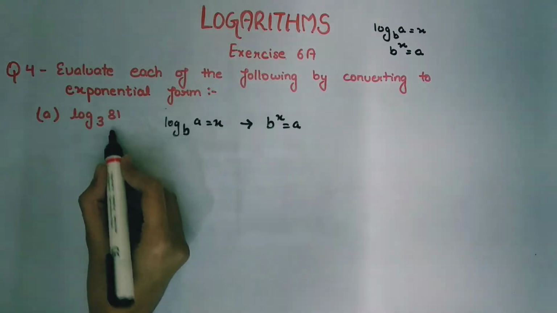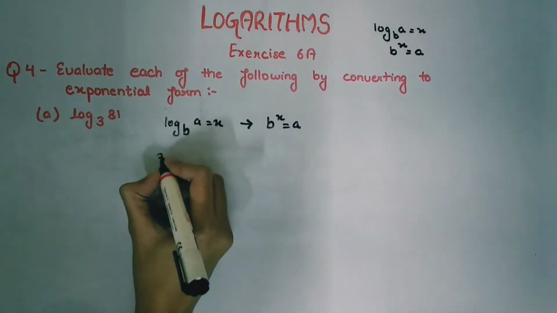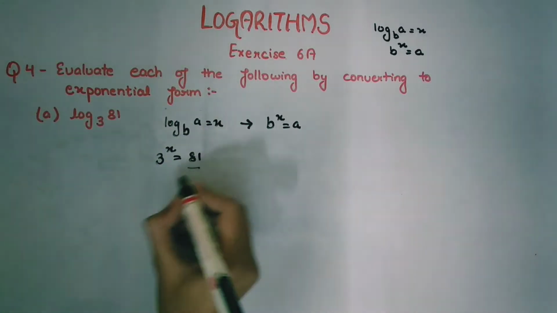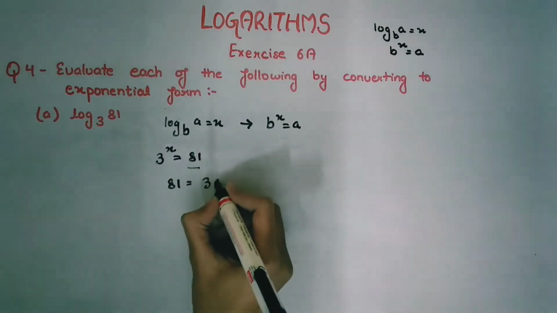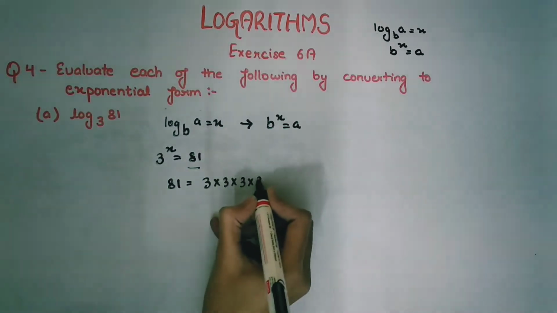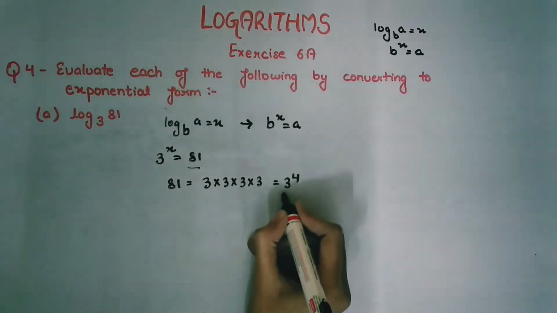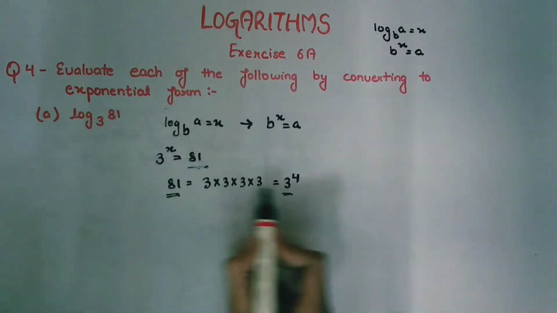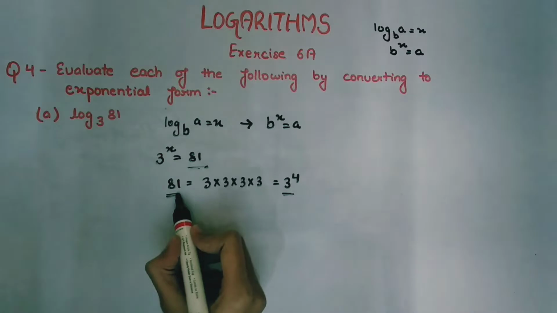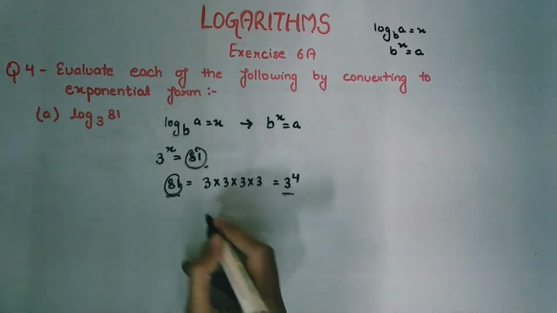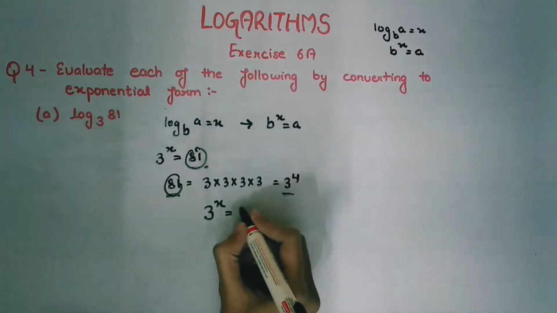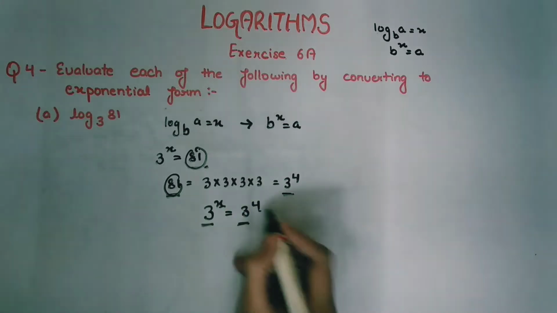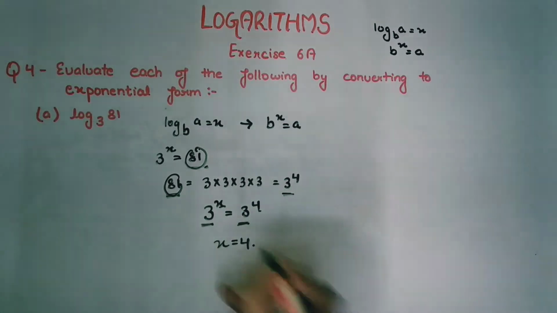So we will write this in the exponential form, that is 3 raised to power x, which is equal to 81. But we know that 81 is the multiplication of 3 four times. That means 3 raised to power 4 is equal to 81. 3 raised to power x is equal to 81, and 3 raised to power 4 is also equal to 81. When both are the same, that means 3 raised to power x is equal to 3 raised to power 4. If the bases are same, the powers will be equal. That means x is equal to 4.